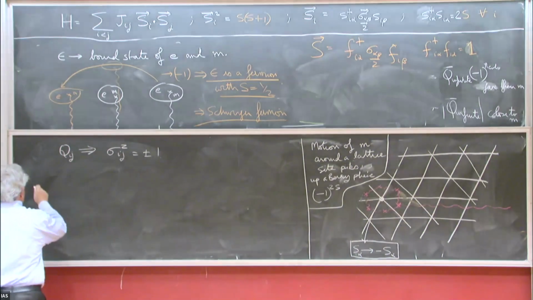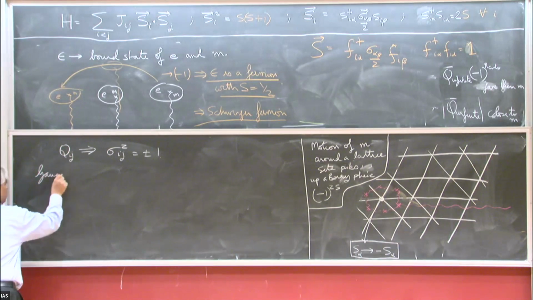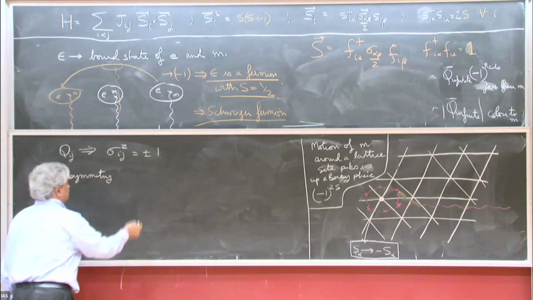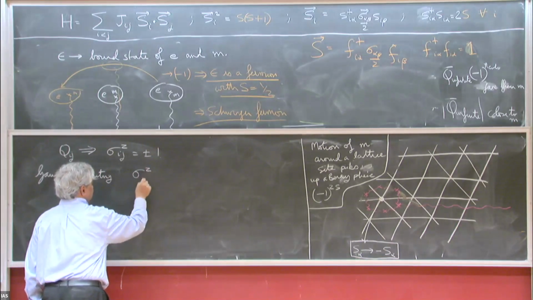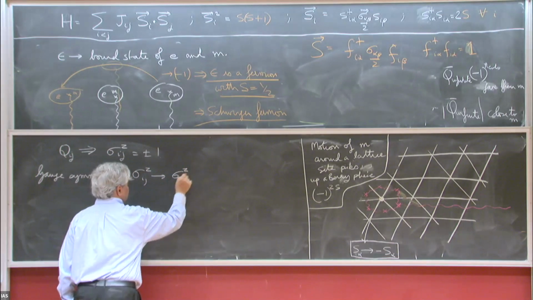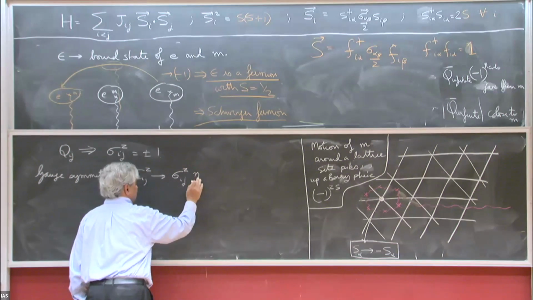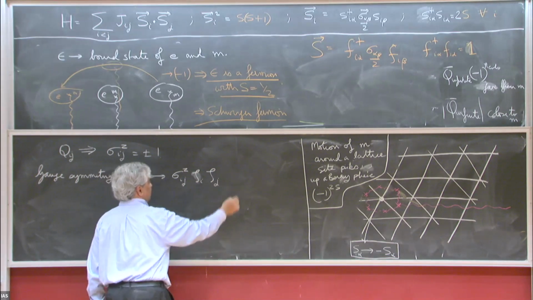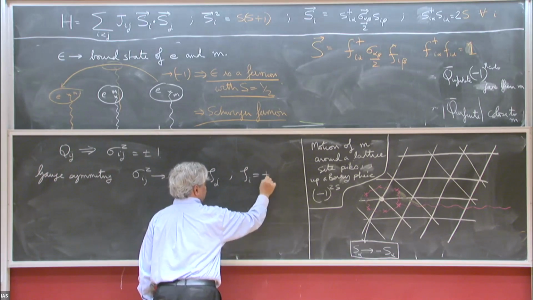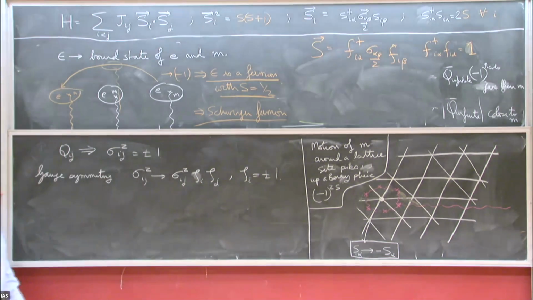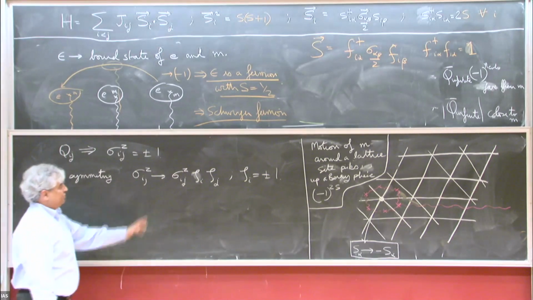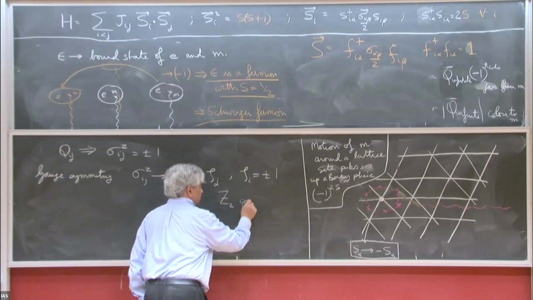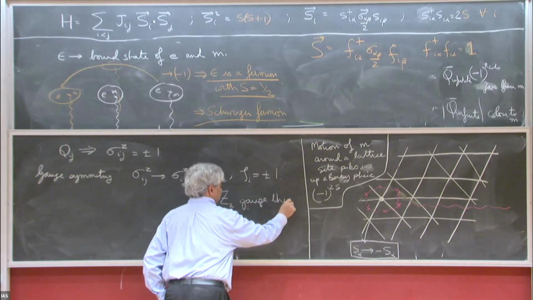All right. So now, you had a gauge symmetry. We want to keep that. So the gauge symmetry now will be sigma^z_ij goes to sigma^z_ij times zeta_i zeta_j, where zeta_i is plus or minus 1. So whatever theory we write down for these sigma^z_ij, it should be invariant under this very simple gauge transformation. This is therefore a Z2 gauge theory.